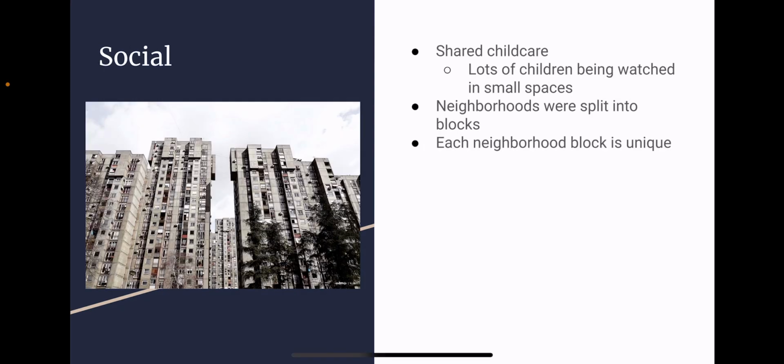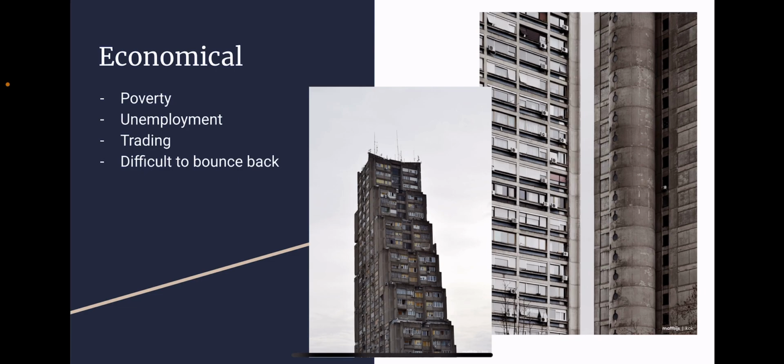Some social factors that were going on during this time was shared childcare. A lot of different children were being watched in different places, and neighborhoods were considered to be blocks, and each block was unique in itself. Some economic factors that were going on during this time was poverty and unemployment. Coming out of World War II, we are seeing those factors come up, and it's hard to come back from that.